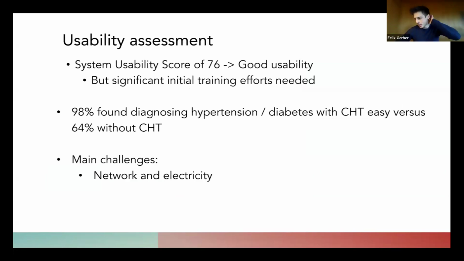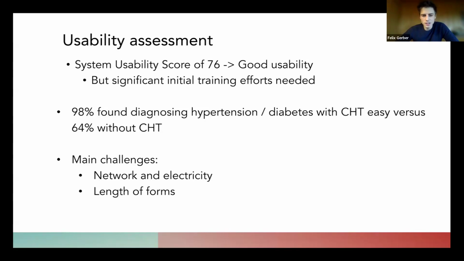So in addition to the clinical intervention, we also conducted a brief usability assessment of CHT for the use of delivering chronic disease care. Overall, we had quite a good outcome on our system usability score. The only point that was a bit troublesome is that most village health workers said that it required quite some training efforts to get going. I don't think that this is mainly related to CHT itself, but rather to the complex workflows that we used.